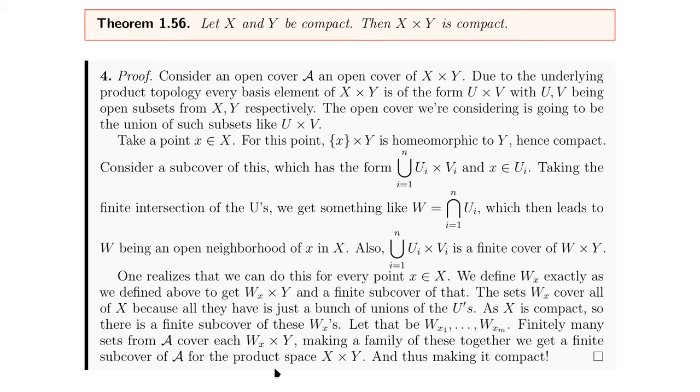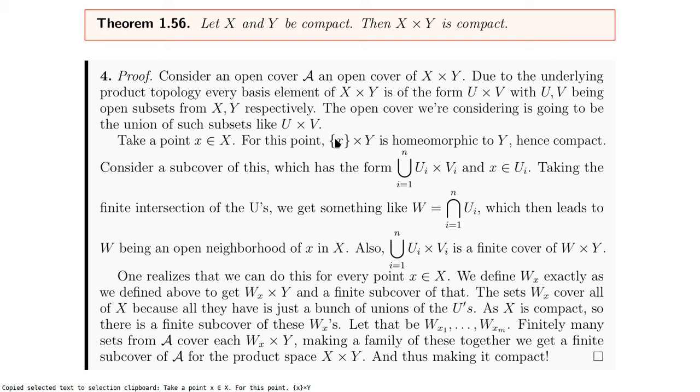Yeah, basically the main idea behind this is trying to find these W's, right? Once you've got these W's, you're pretty much done. So what we do, just saying the idea behind, is that you first see that your goal is to get these subsets like U cross V, right? So you take this point, and if you have a singleton crossed with the whole space, that's going to be homeomorphic to Y. That's going to be compact.